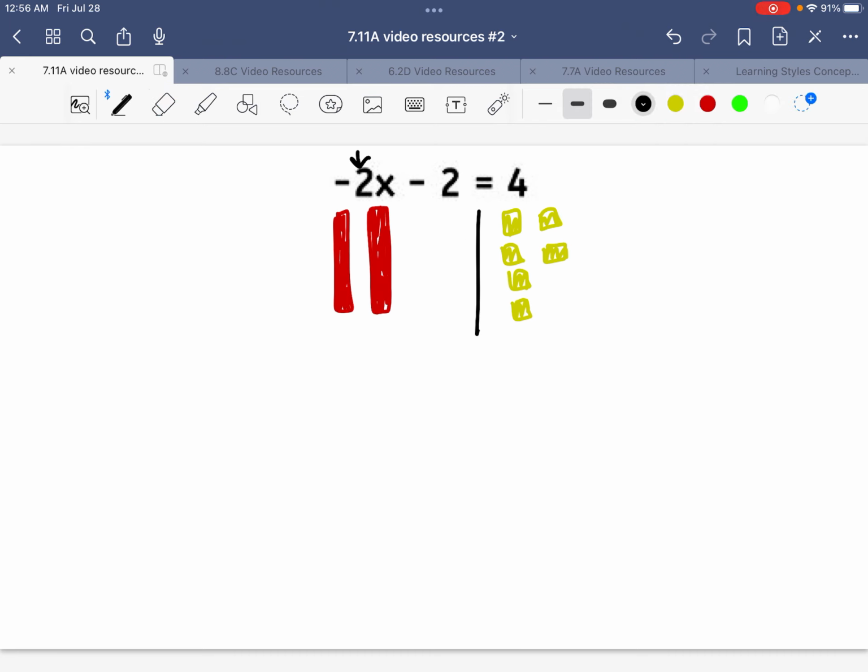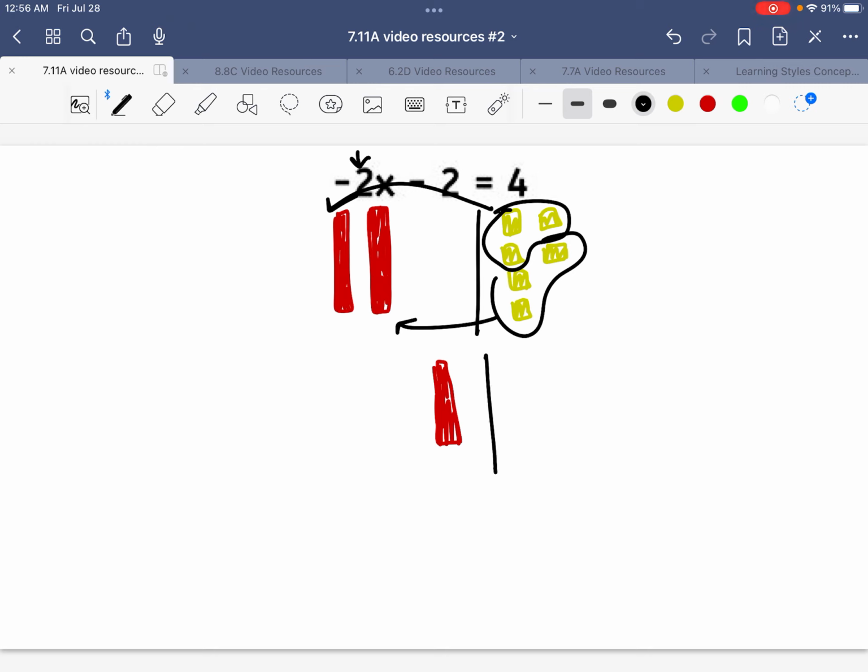And I see I have 2 negative x's equivalent to 6 positives. So I want to share those 6 positives equally with the 2 negative x's. So I see I can share 3 with one of the negative x's and 3 with the other negative x. So now I know that one whole negative x is equivalent to 3 negatives. So we're almost there.